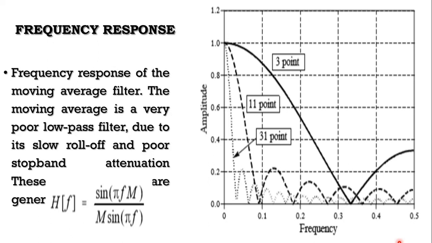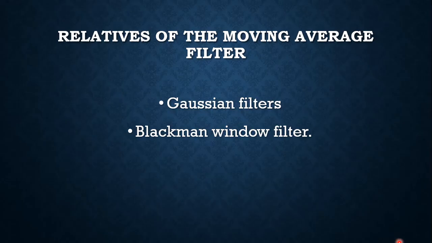These curves are obtained by the formula given as H of f equals sin pi f M divided by M sin pi f. In the graph it is shown that the frequency response is calculated by applying 11-point and 31-point moving average filters. The moving average filter is a very poor low pass filter because of slow roll off and poor stop band attenuation.